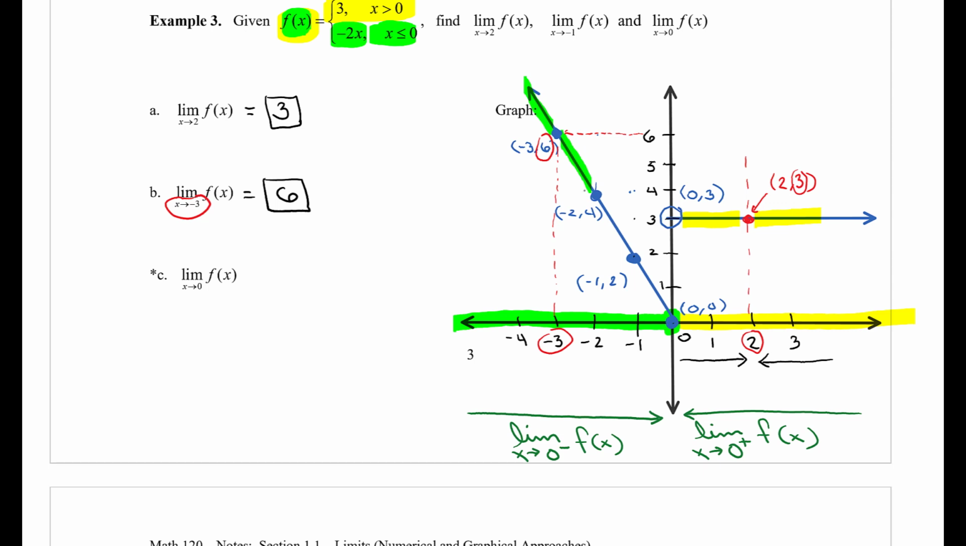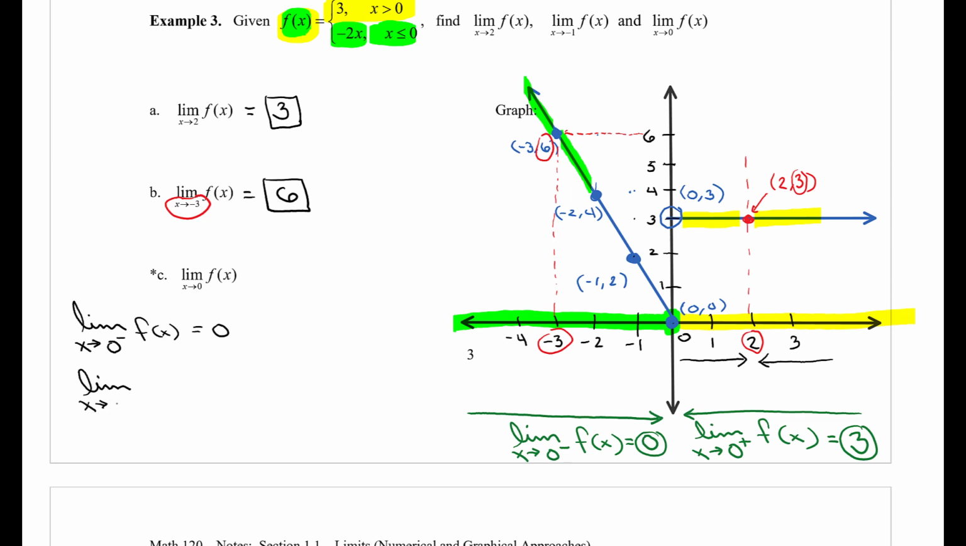So if we focus on the parts that represent the function, I can see that as I'm coming in from the left, the y value that it's approaching is 0. And as I'm coming in from the right, it's going to get closer and closer to the y value of 3. So the left-hand sided limit and the right-hand sided limit, I'm circling those limits to show you that these two limits are not equal to each other. So when the left-hand sided limit and the right-hand limit do not equal each other, we say the limit does not exist.